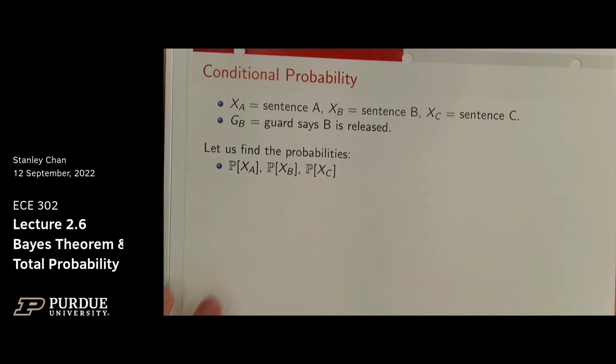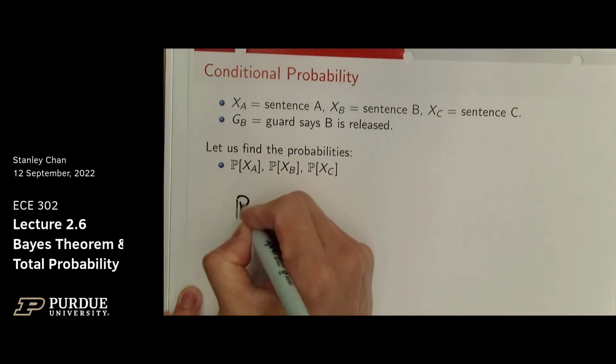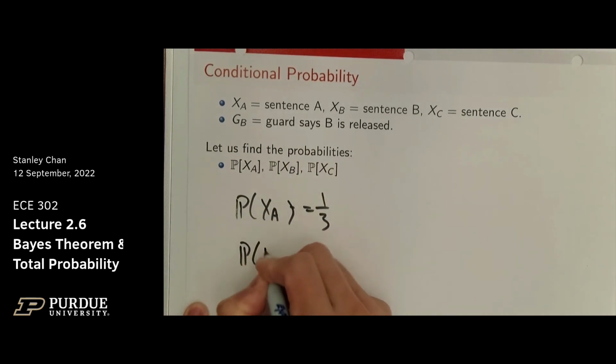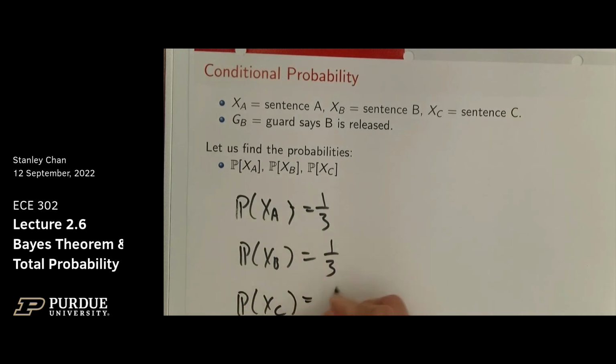1/3 each. Perfect. P(XA) is 1/3. P(XB) is 1/3. P(XC) is 1/3. It has nothing to do with the guard. That's just the pure probability of being sentenced. 1/3 each. Okay, so that is good.